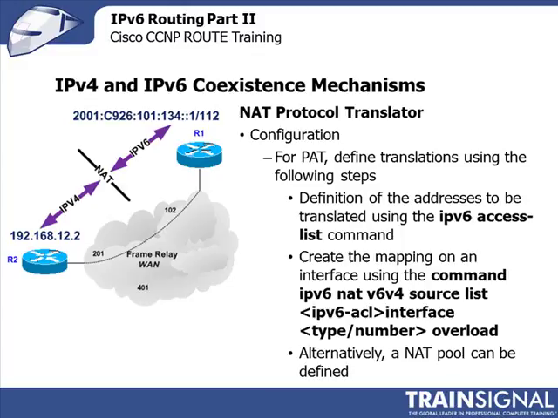For port address translation, you use this particular set of steps. Just as in IP version 4, you define the addresses to be translated using an access list, the IPv6 access list command. You create the mapping on an interface. You could do this with a pool as well, but you can use an interface command: IPv6 NAT v6 v4 source list, the access list, interface type and number, and then overload.